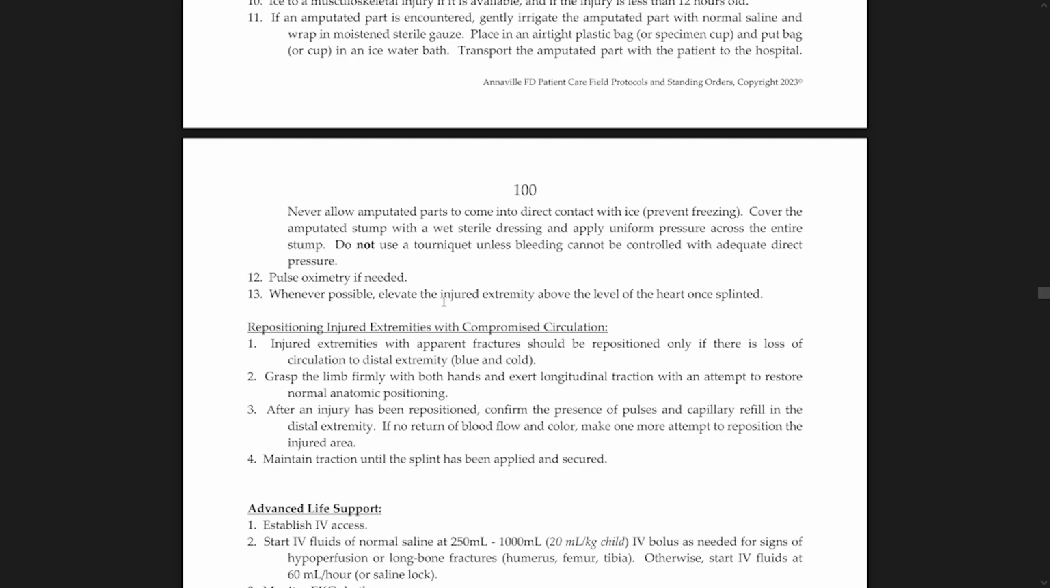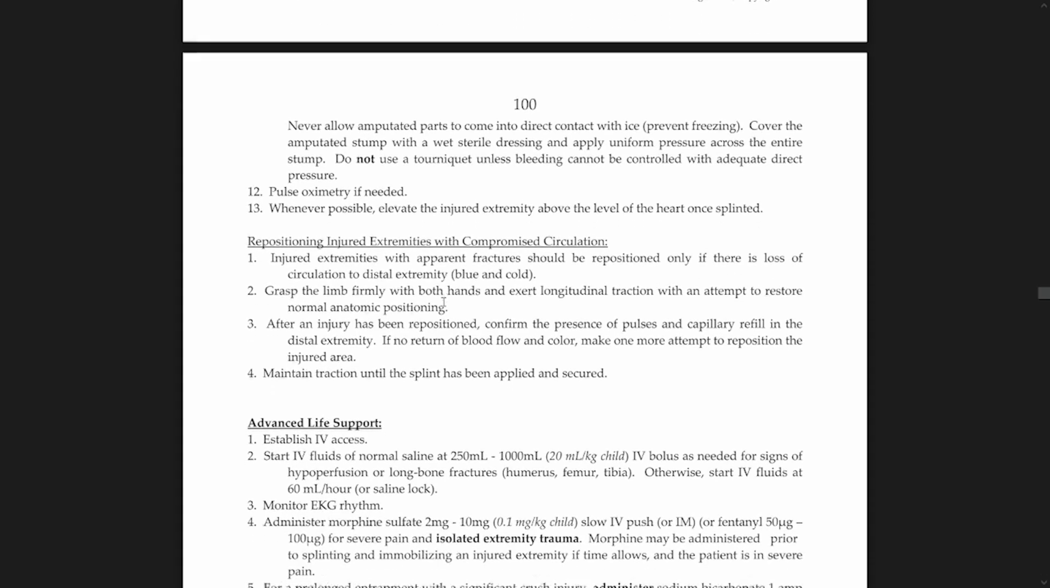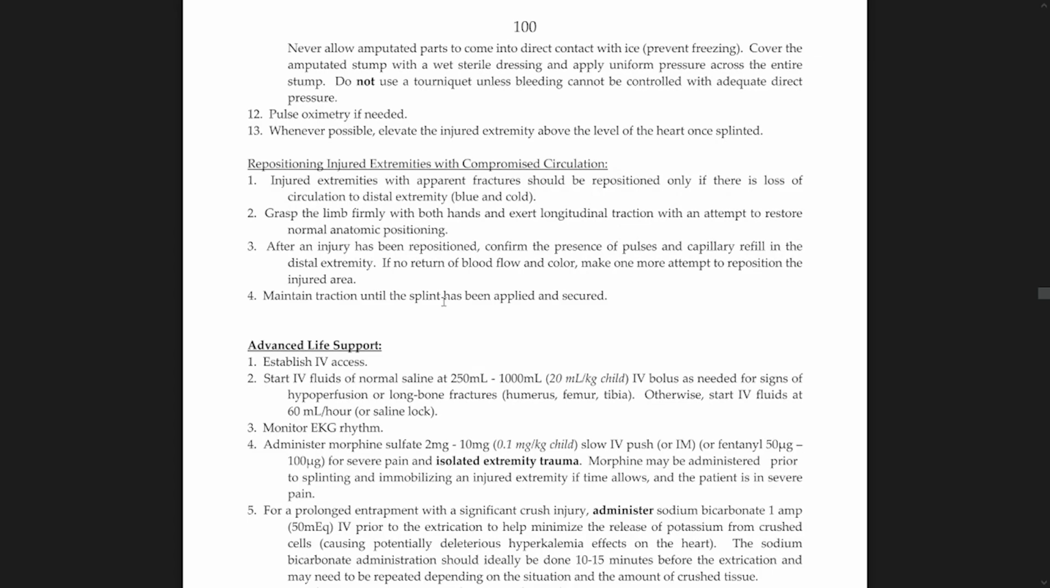Cover the amputated stump with a wet sterile dressing and apply uniform pressure across the entire stump. Do not use a tourniquet unless bleeding cannot be controlled with adequate direct pressure. Apply pulse oximetry if needed, and whenever possible, elevate the injured extremity above the level of the heart once it's splinted.